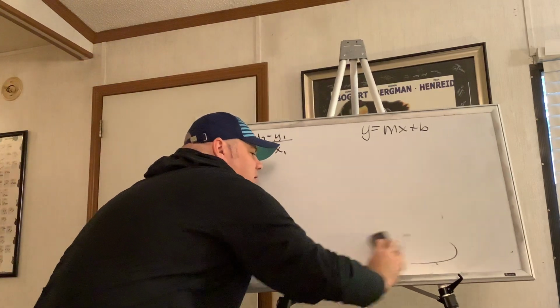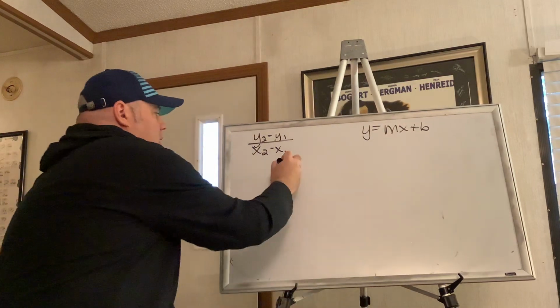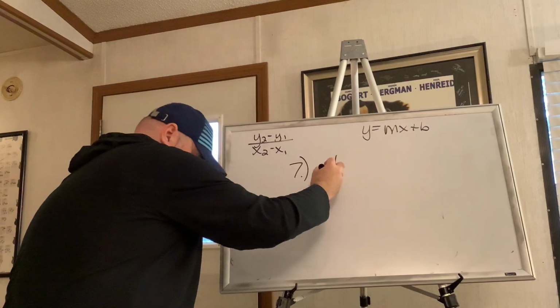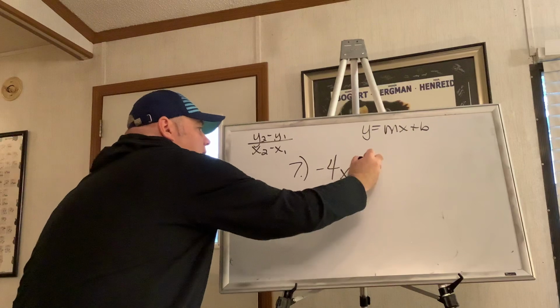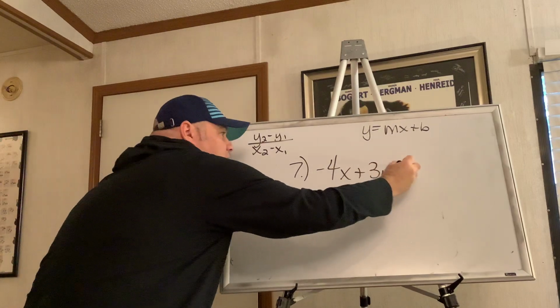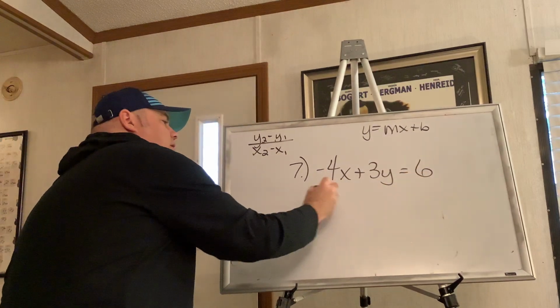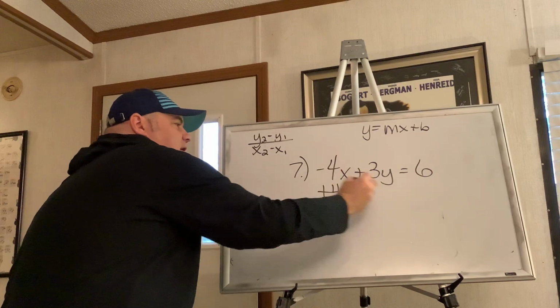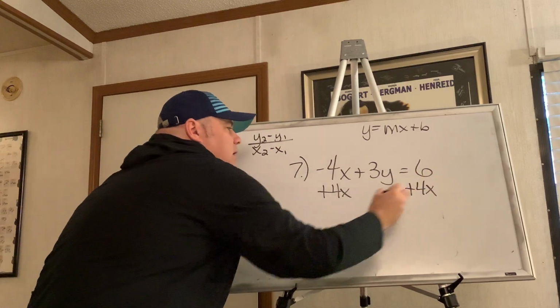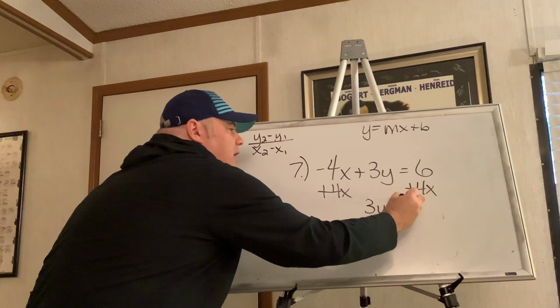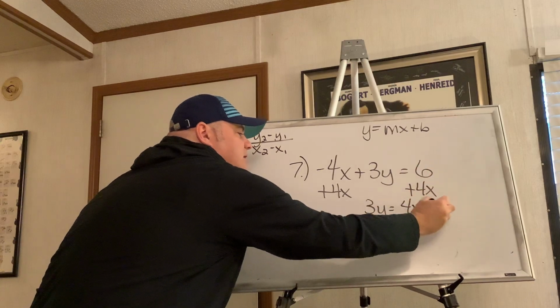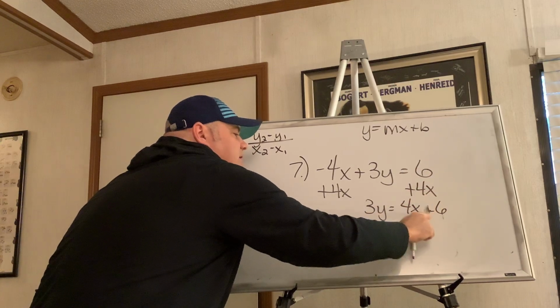Number 7 is negative 4x plus 3y equals 6. So this one you have to add to get rid of it. So you have 3y equals 4x, cut in line, plus 6. That's a positive 6.